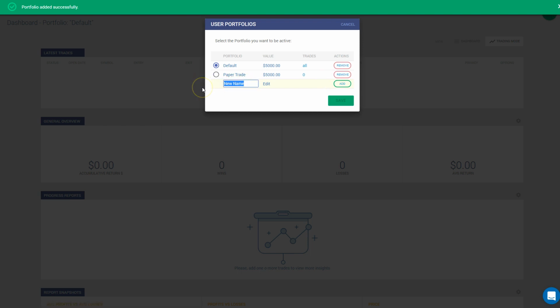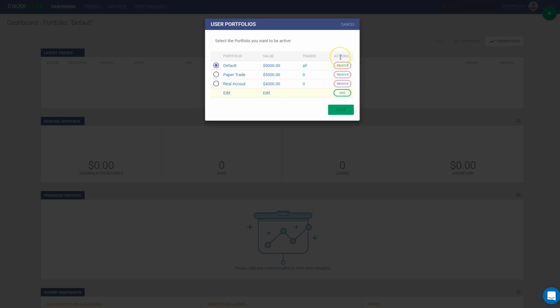Then I'm going to add another one, which is going to be my real account. And then I'm going to say that I started that account with $4,000. There it is. So I have opened two new portfolios and I have assigned a value for each one of those.